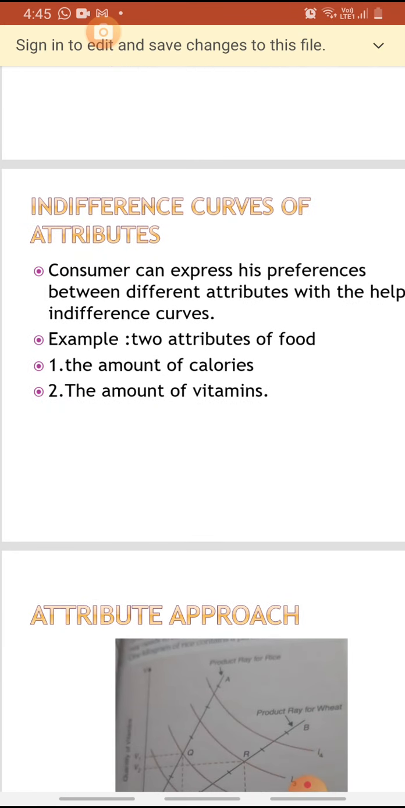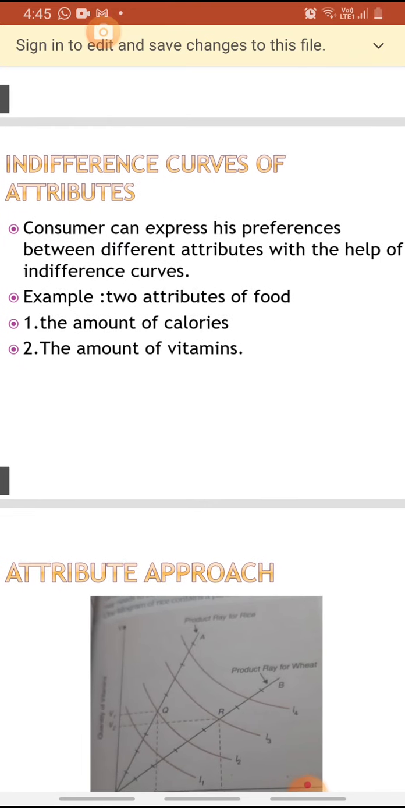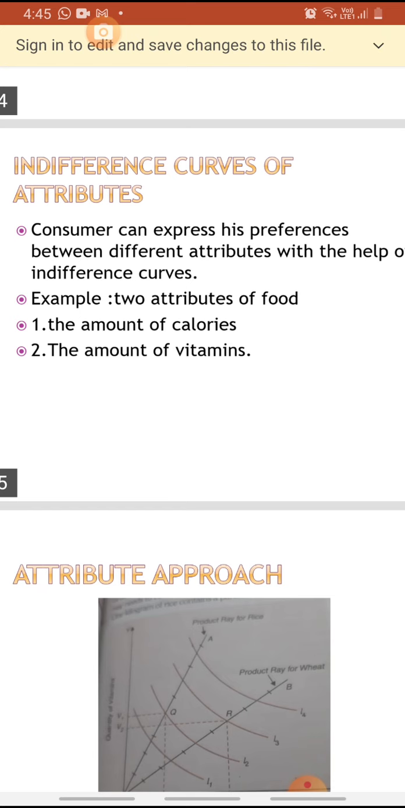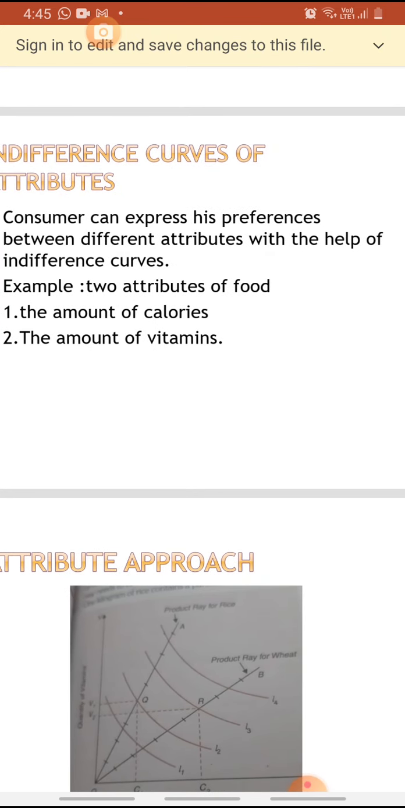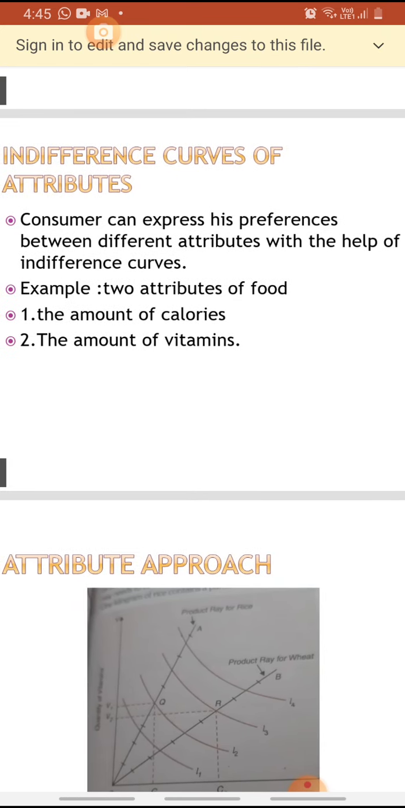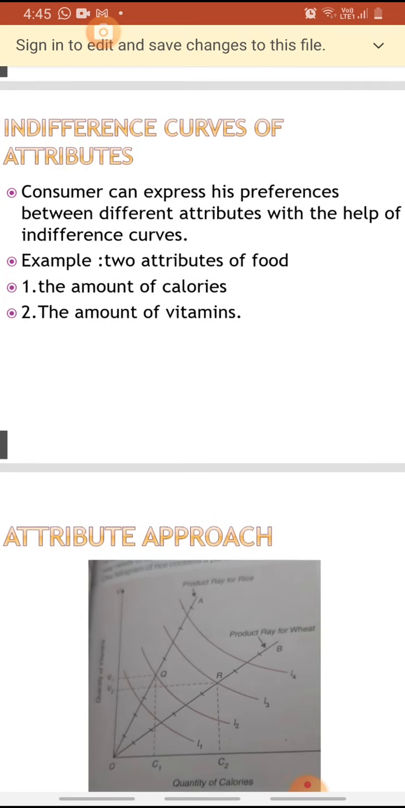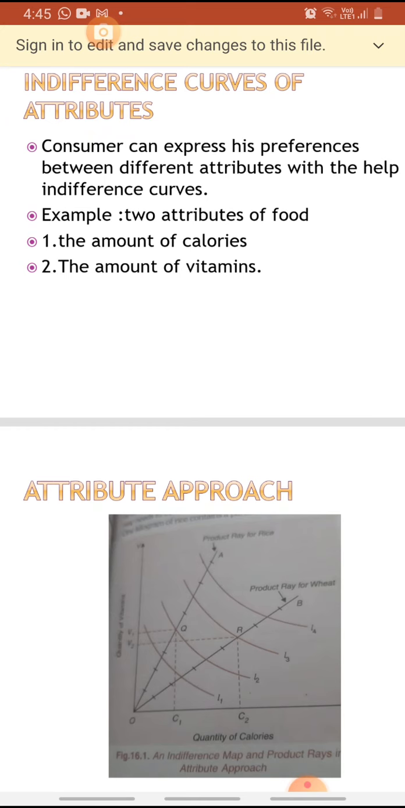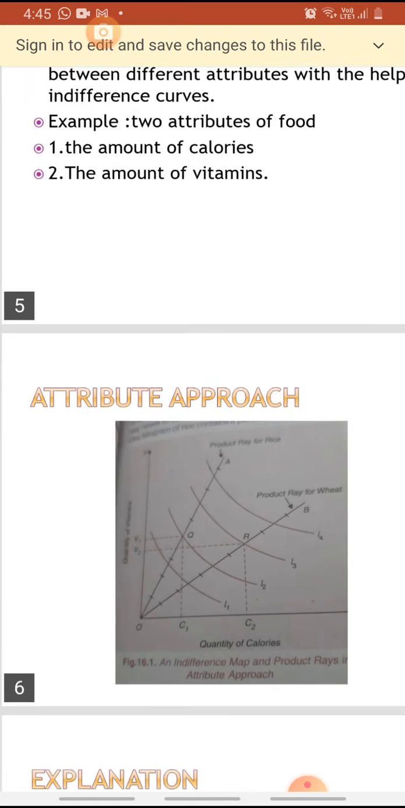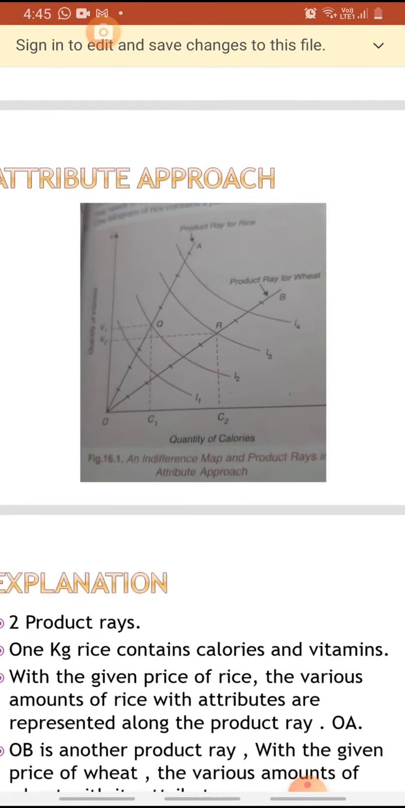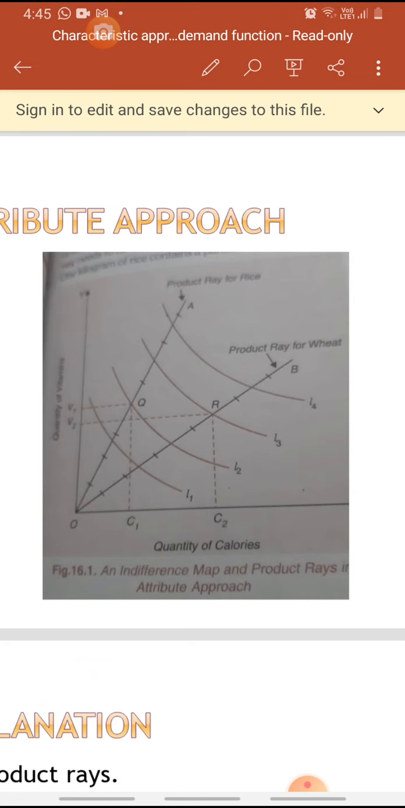As usual in utility analysis, we use indifference curves. The consumer can express his preferences between different attributes with the help of indifference curves. For example, two attributes of food, that is the amount of calories and the amount of vitamins. The attribute approach is explained in the diagram.